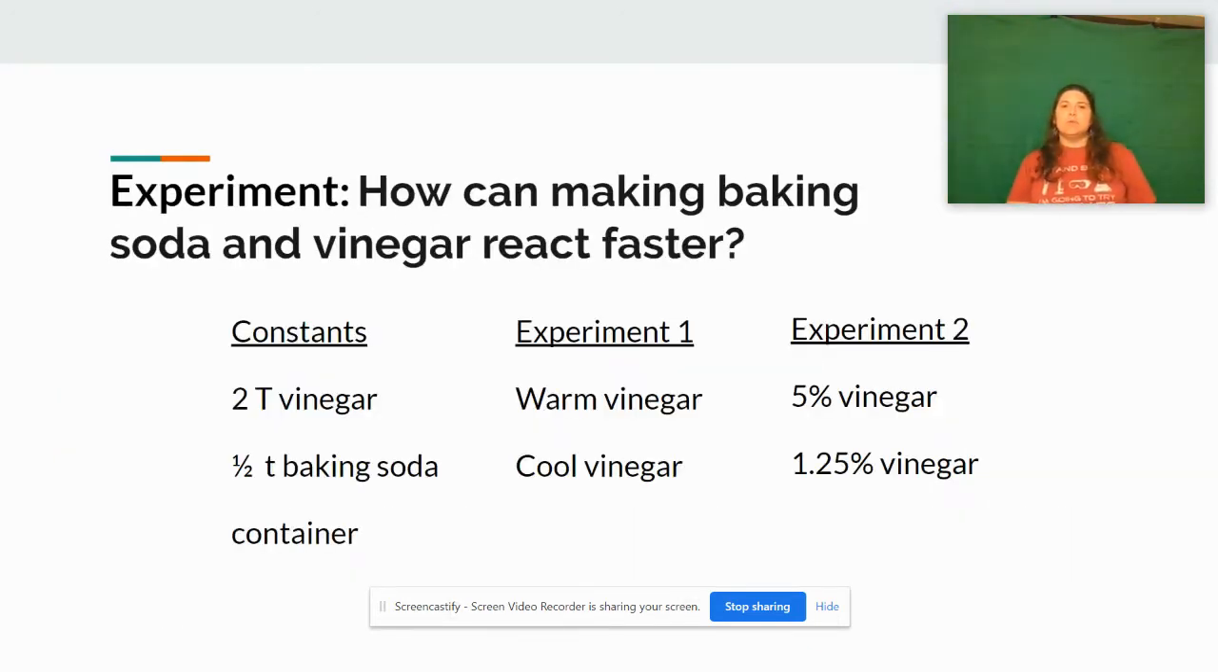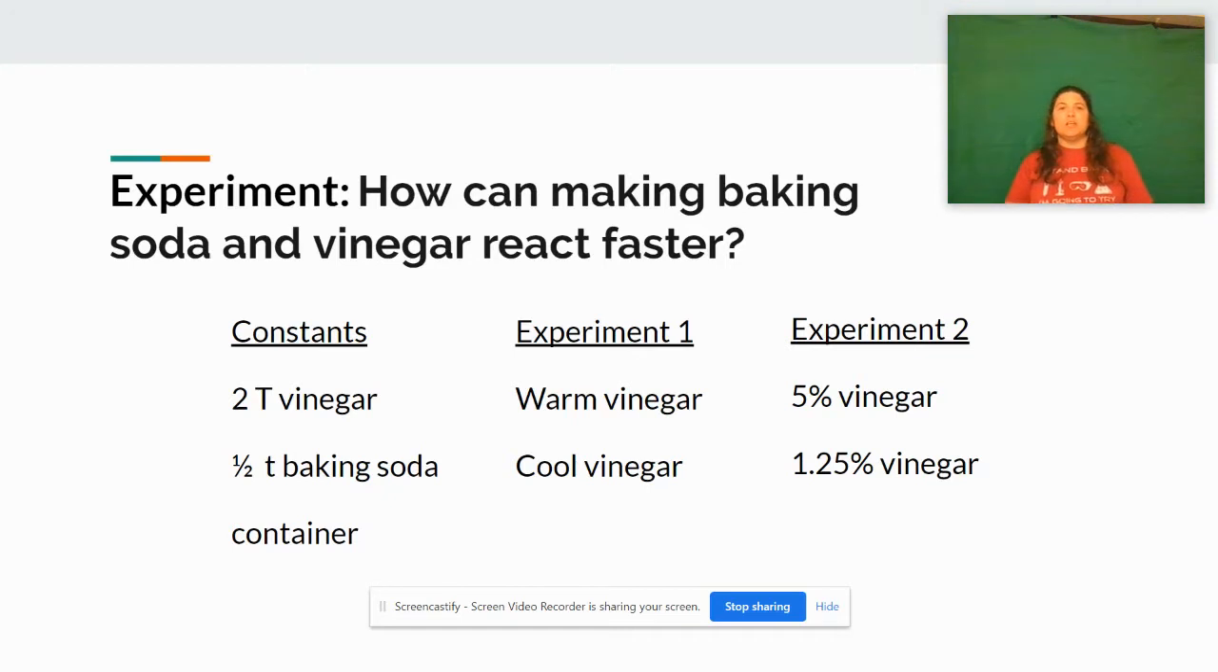The second experiment we're going to look at is what happens when we react baking soda and vinegar. In this case, the amount of baking soda, the amount of vinegar, and the container will be the same. And then we're going to again do two experiments. One is going to be the same as the last time, so this is almost like a second trial: warm vinegar versus cool vinegar, so changing the temperature. And then for the second experiment, instead of stirring, this time we're going to test whether changing the concentration matters.